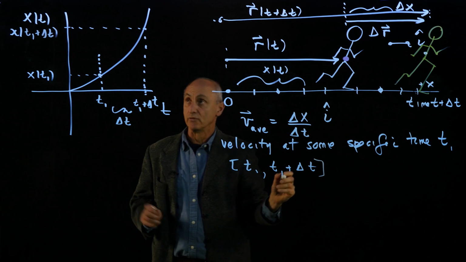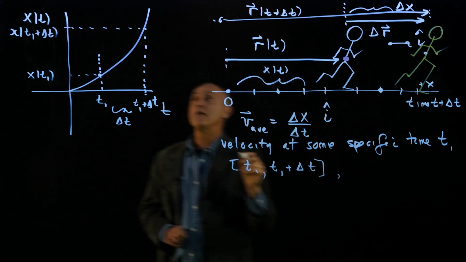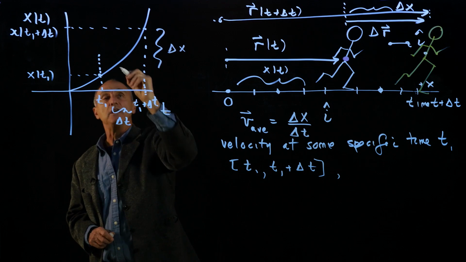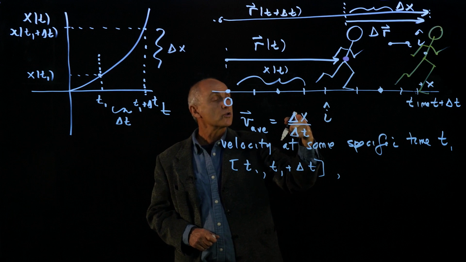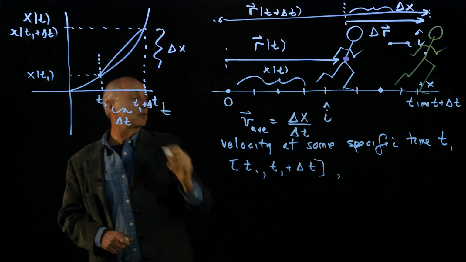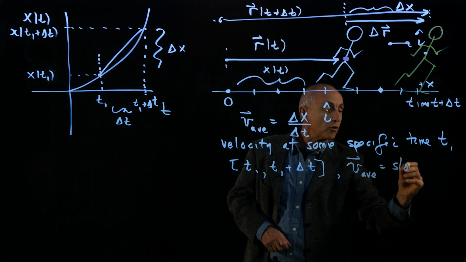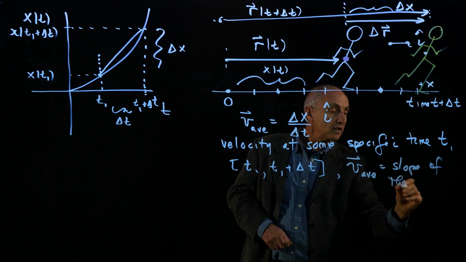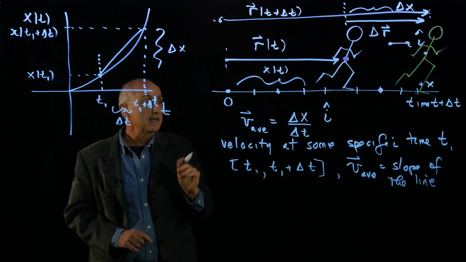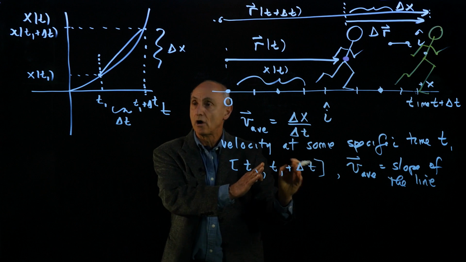Then for this particular time interval, the average velocity represents delta x over delta t. It's just the rise over run. It's just the slope of this straight line. So for this particular interval, the average velocity is the slope of the line shown here on the figure. Now, this is just an average velocity, and what we would like to do is shrink down our interval delta t.